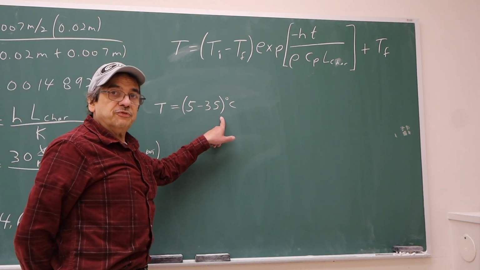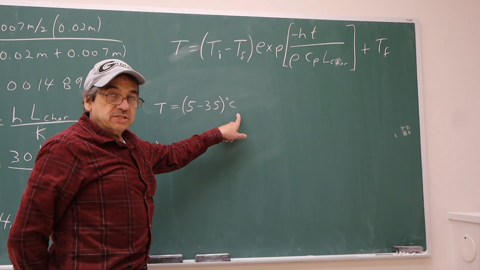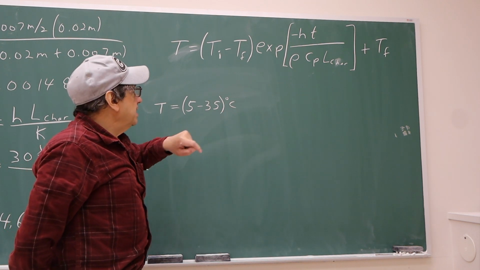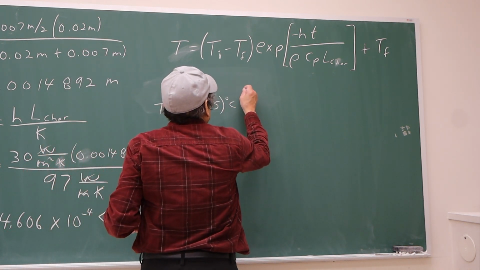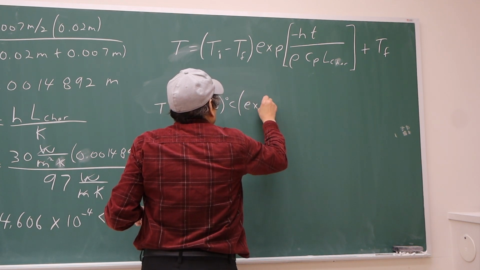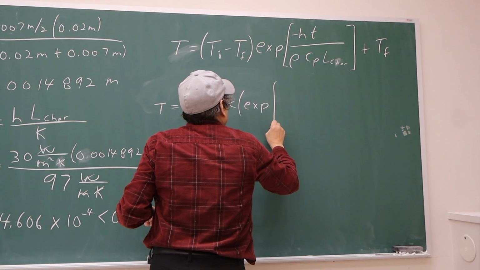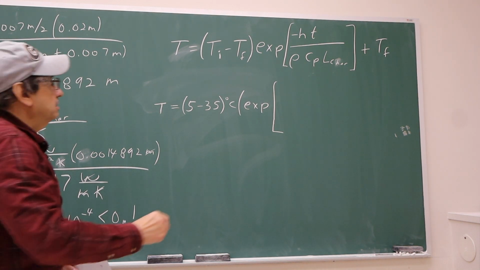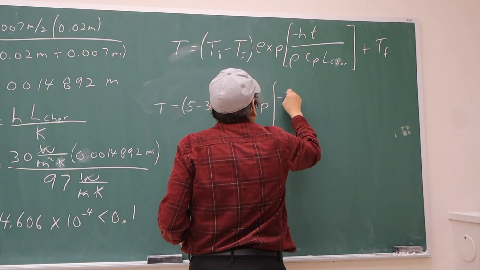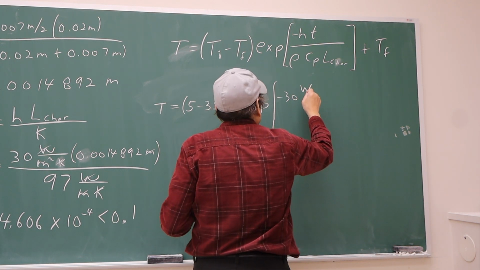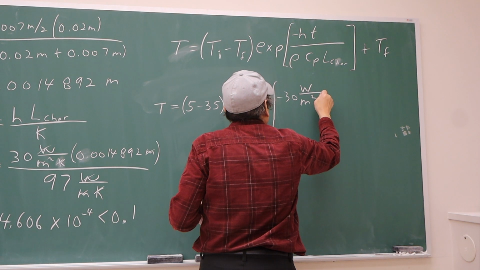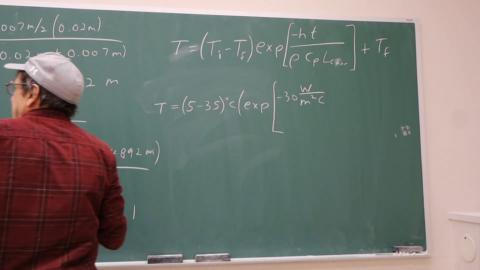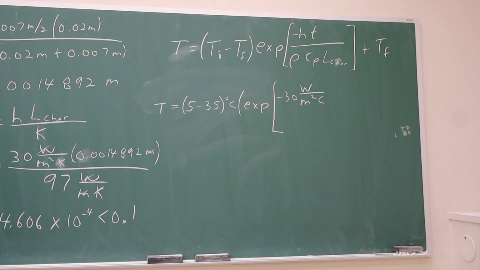Remember, when we're dealing with differences, we can use Kelvin or Celsius, or if we're with English units, it can be Fahrenheit or Rankine. Again, then times exp of negative h t over rho Cp L. And we're going to go through and be sure to check all of our units. So we're going to have negative 30 watts per meter squared degrees C. The time we were interested in is what the temperature is going to be after 50 seconds.